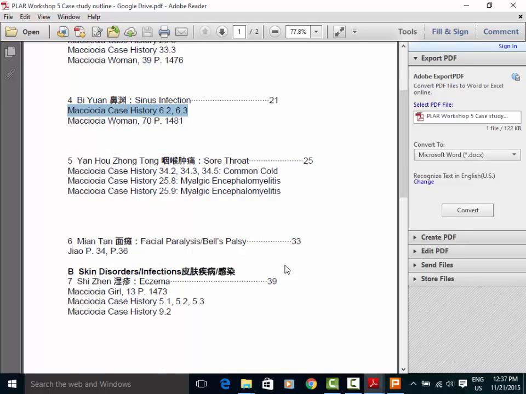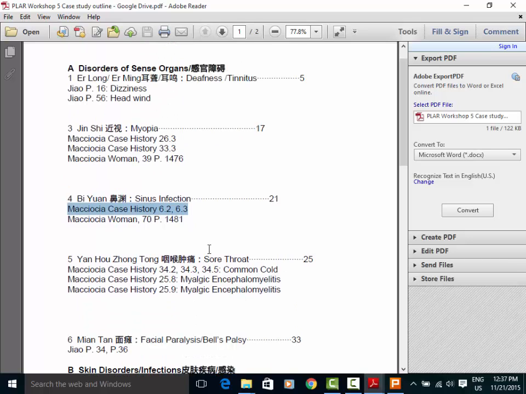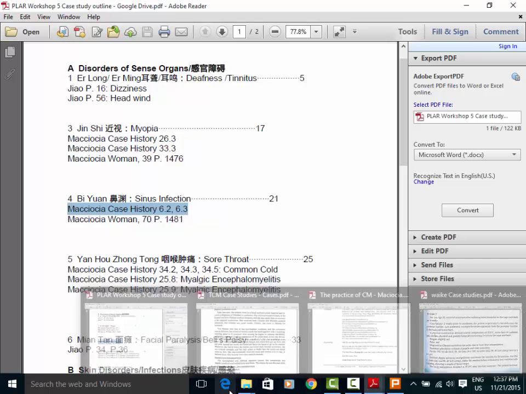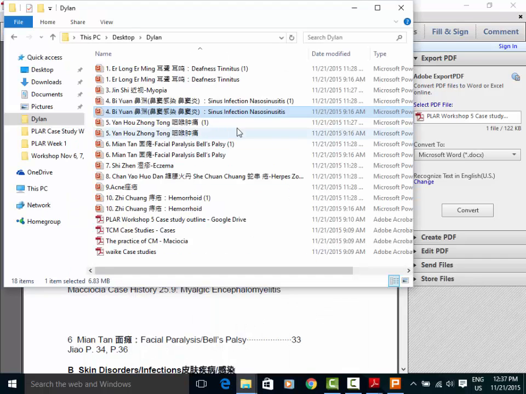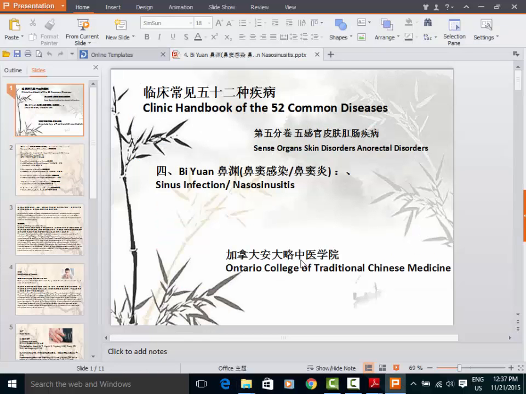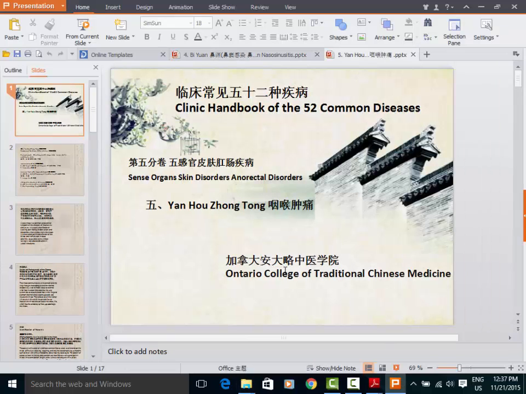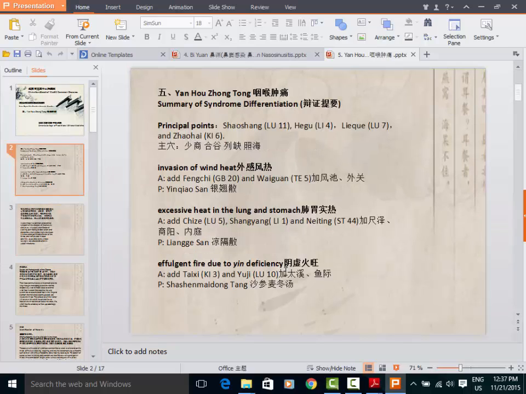Let's see. Let's do the last section. Let's do one more section before lunch if we can. We only have 20 minutes, but let's maybe. I think we can knock this out, right? Yeah. Sure, knock it out. What is it? Sore throat, right?